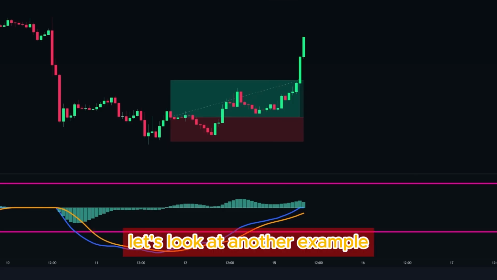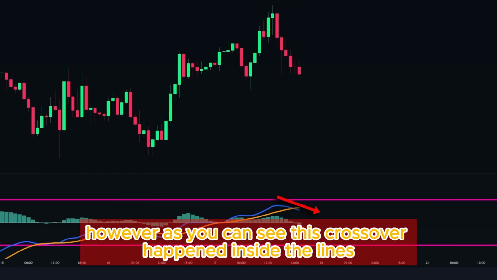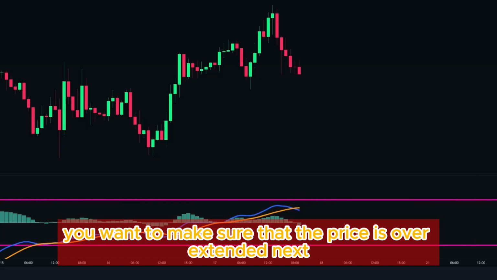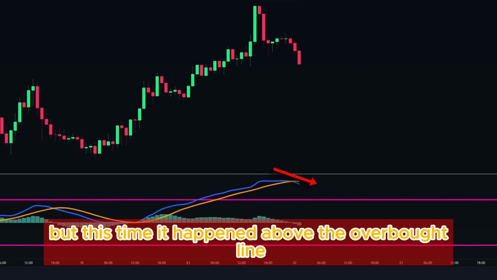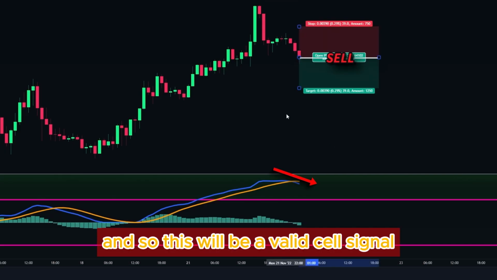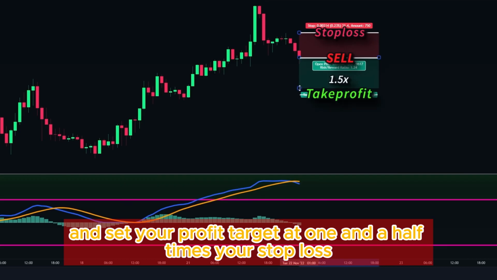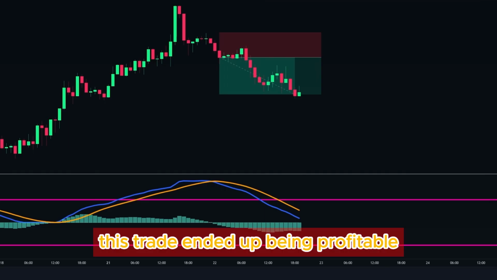Let's look at another example. Here, you spotted a crossover downwards on the impulse MACD. However, as you can see, this crossover happened inside the lines, meaning this signal will be ignored, because again, you want to make sure that the price is overextended. Next, we spotted another crossover downwards, but this time, it happened above the overbought line, meaning there's a downwards momentum while the price is overbought. And so this will be a valid sell signal. Now for your stop loss, you can set it at the nearest support level and set your profit target at 1.5 times your stop loss. And as you can see, this trade ended up being profitable.